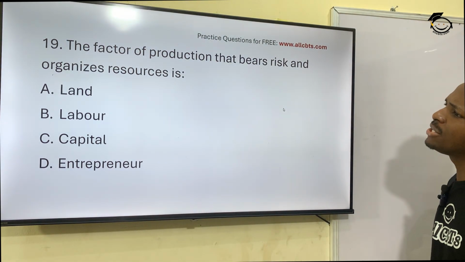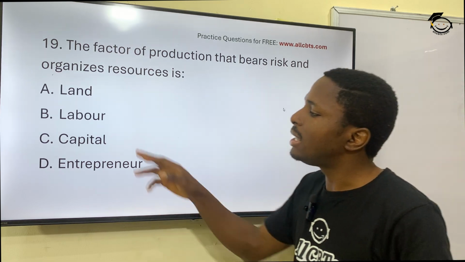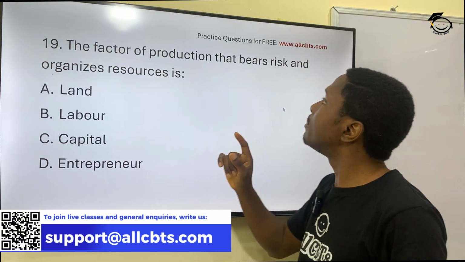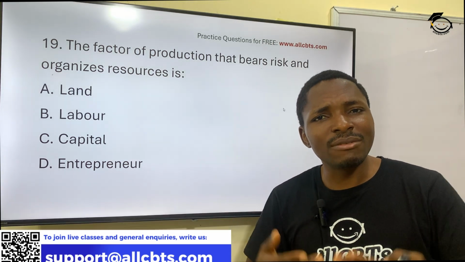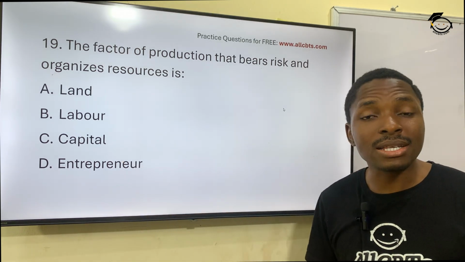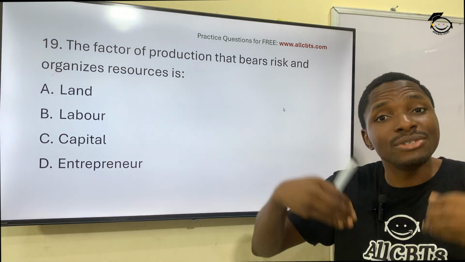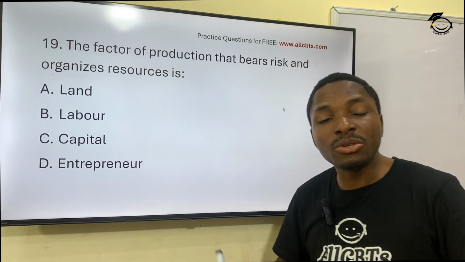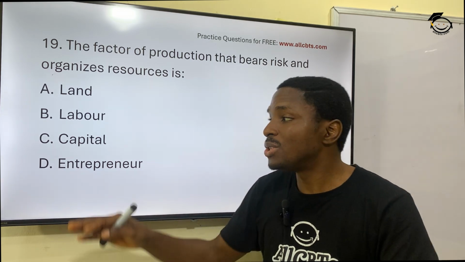The factor of production that bears risk and organizes resources is dash. Now you have land, labor, capital, entrepreneur. These are the 4 factors of production. But one of them bears risk. Can land bear risk? No. Land doesn't have human feeling. You cannot put risk on land. What about labor, capital? They are all assets, resources. But entrepreneur is a human being, it's a person. It's human beings that bear risk. Risk is given to humans, right? So this is an entrepreneur. An entrepreneur is somebody who is a business person, a business person who runs and manages a business using these factors of production.